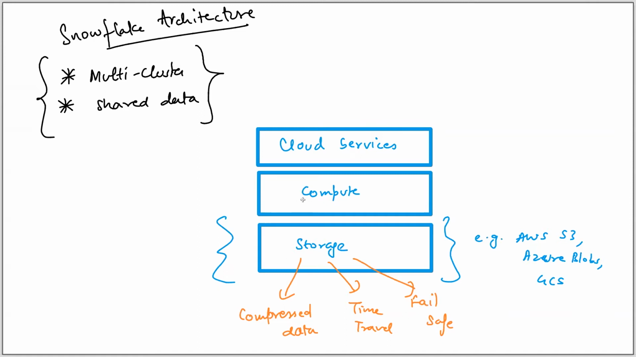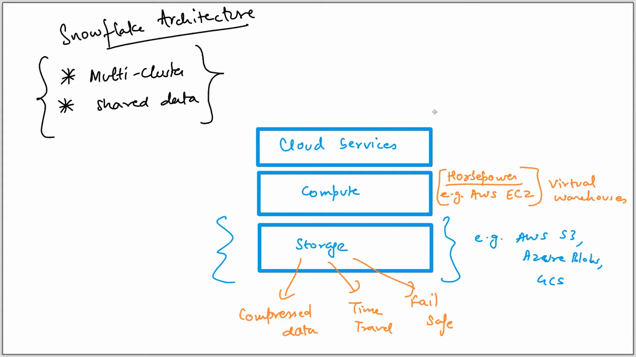So compute layer is like actual horsepower. This is like horsepower of Snowflake. And this one is like AWS EC2 instances running. So these instances are actually all virtual warehouses in Snowflake terms. So we call it virtual warehouses. And you will find like we can easily scale up, scale down these virtual warehouses.